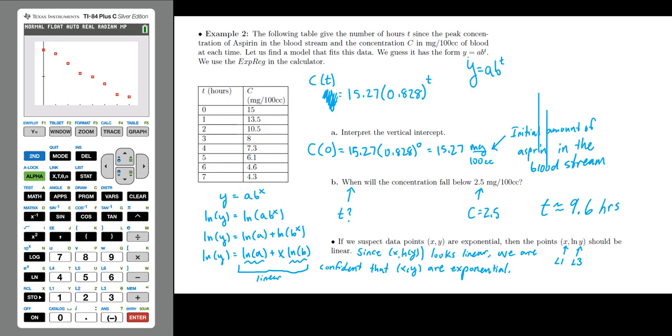So because of that, whenever you plot x's and natural log of y's, if they do in fact appear to fit in a pretty good line like this, then that gives you more confidence that your data set was exponential to begin with. So kind of an interesting fact there to go along with this and kind of confirm what you think you're seeing in the scatter plot itself.